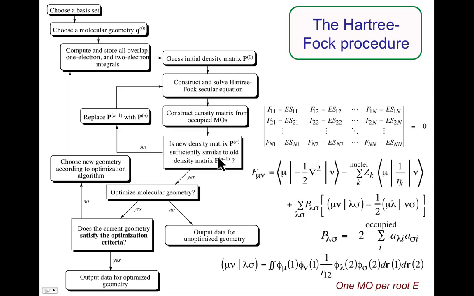Is my new density matrix sufficiently similar? No, continue to cycle. And in a typical Hartree-Fock calculation, maybe 13 to 15 cycles would be required. Of course, it's very dependent on the molecule and on the situation, but that's just a rough number you might expect, 13 to 15, let's say. And at some point, you'll say, oh yes, my density matrix is converged. My latest one is sufficiently similar to my last one.